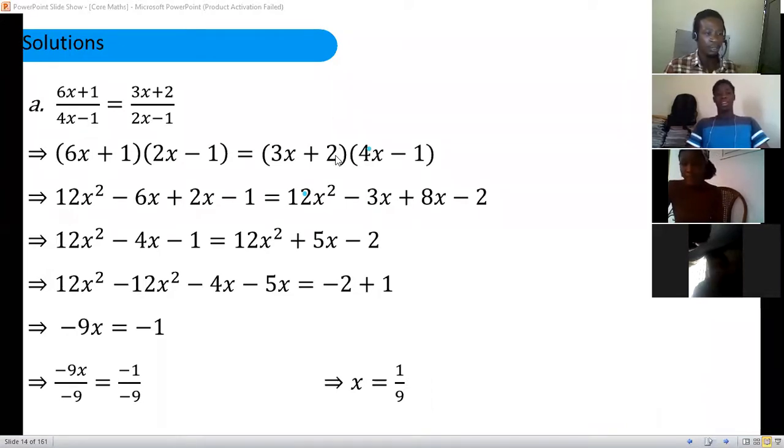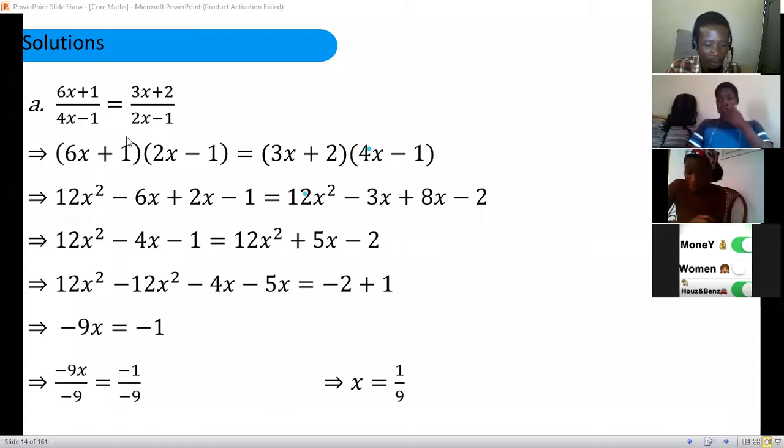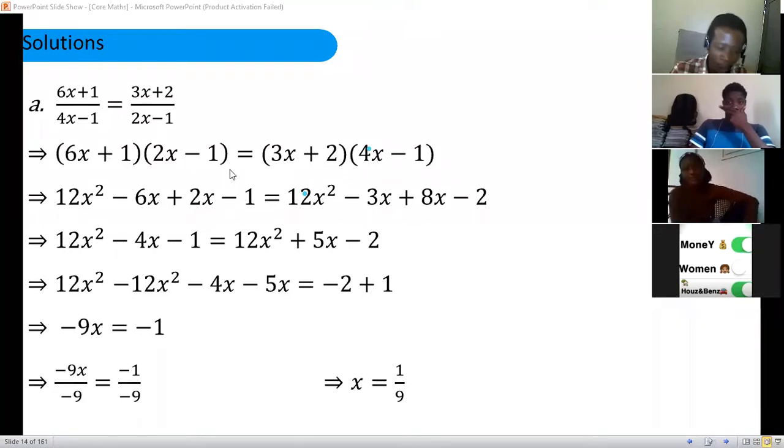So let's continue. So when we cross multiply, and please be mindful, anytime a binomial is multiplying binomial, we put them into brackets. Anytime a binomial is multiplying binomial, you put them into brackets. That is 6x plus 1 is a binomial, multiplying 2x minus 1, also binomial. So you put both into brackets. If you don't put them into brackets, then you are going to have your equation to be wrong. Mathematically, it is wrong.